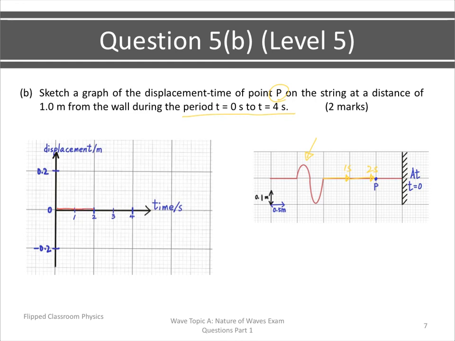Then from 2 seconds to 3 seconds, a trough, this one, will reach point P, followed by a crest. We will have a trough and a crest. The pulse will pass at 3 seconds. From 3 seconds to 4 seconds, there's no displacement.